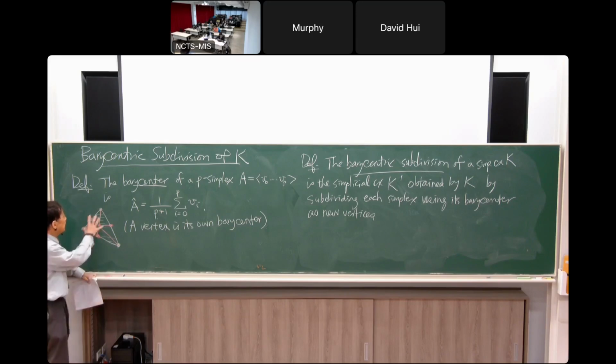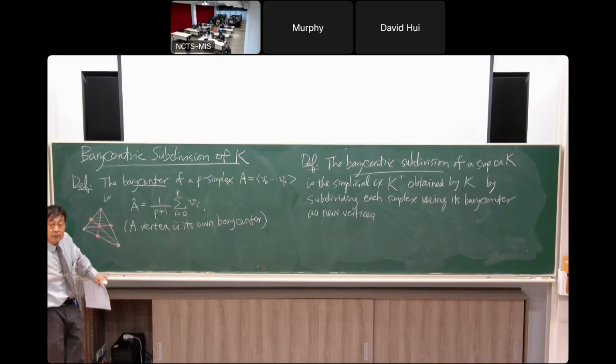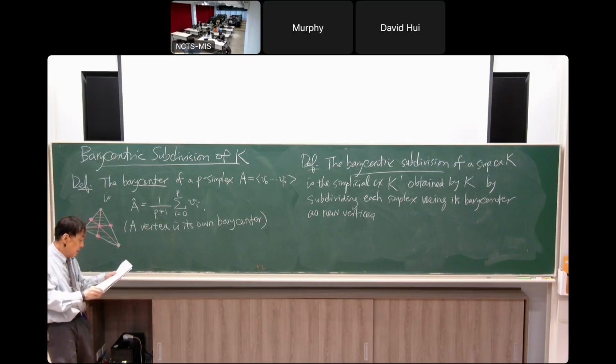And so that's how you divide a p-simplex. And then if you have a simplicial complex, it's a collection of p-simplices, so you just divide each of them. And then you get the barycentric subdivision.